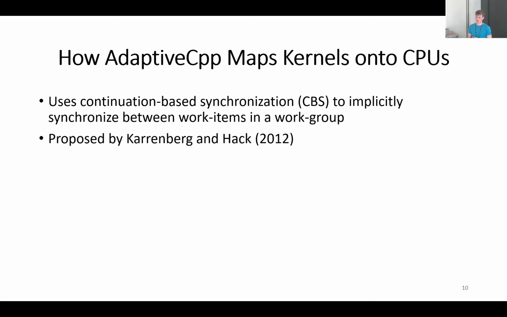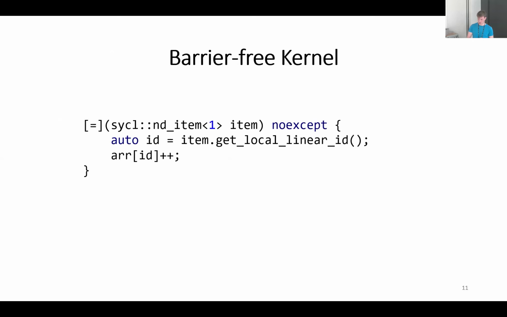Okay, now let's have a look at how AdaptiveCpp currently maps kernels onto CPUs. It uses a method called continuation-based synchronization, or in short, CBS, that implicitly synchronizes between the work items in the workgroup. That's a method that was proposed in a paper by Heidelberg and SYCL. Okay, let's have a closer look at how this method works.